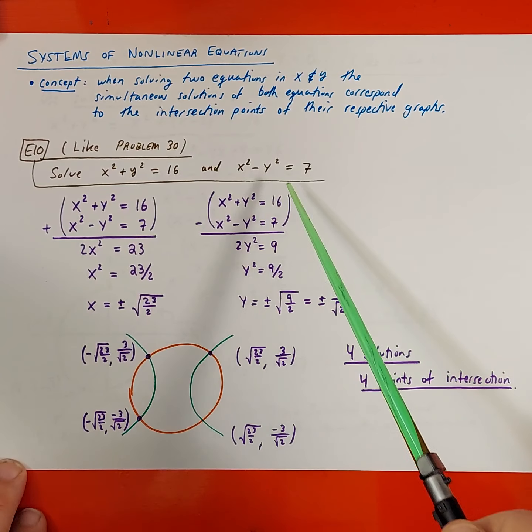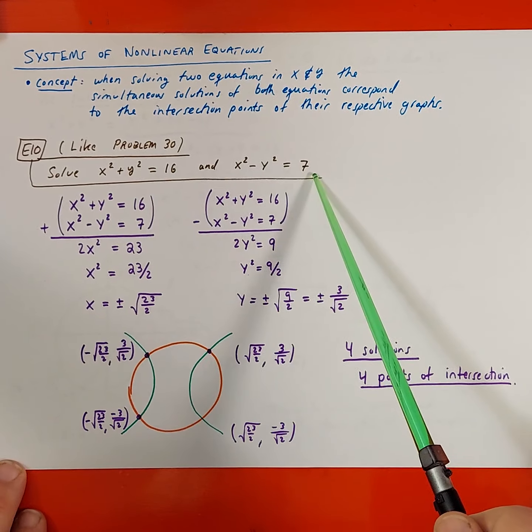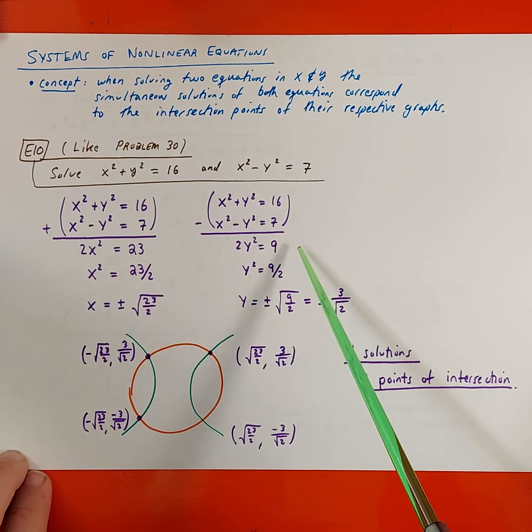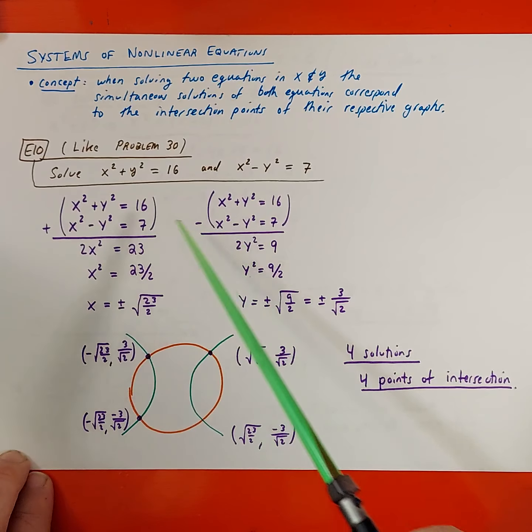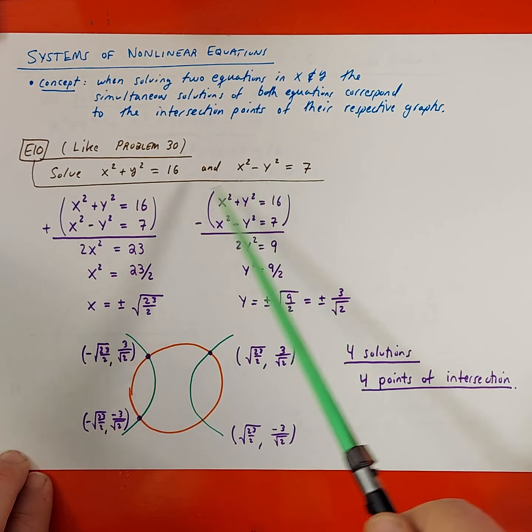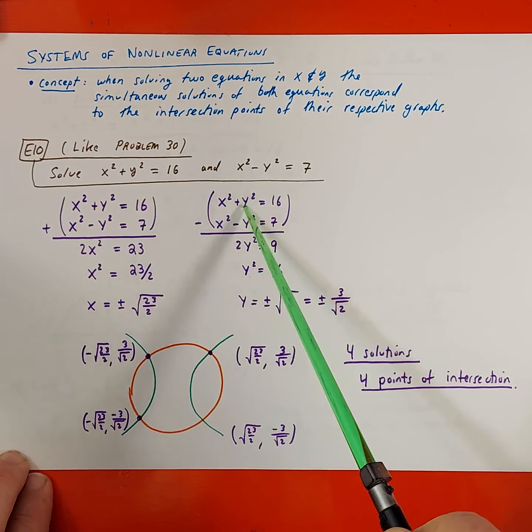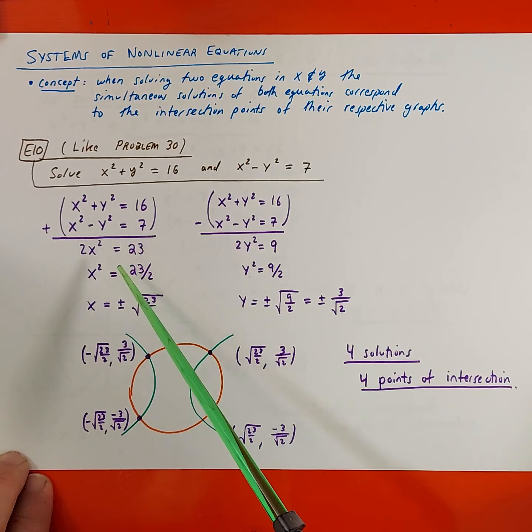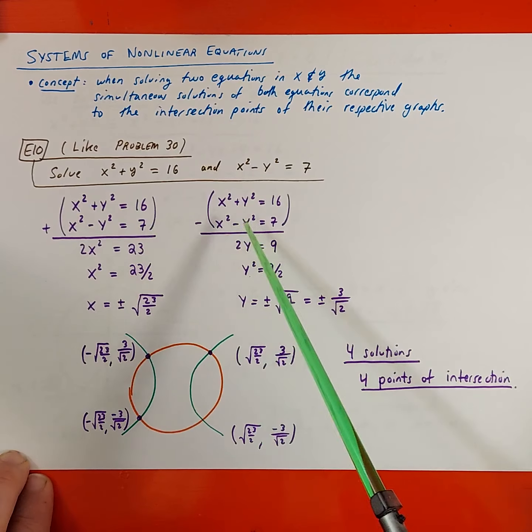But here it's different because now we're dealing with circles and hyperbolas, and they can intersect in exciting new ways. See, if I have this equation and that equation, I can either subtract them or add them, and in so doing, I eliminate one of the variables.